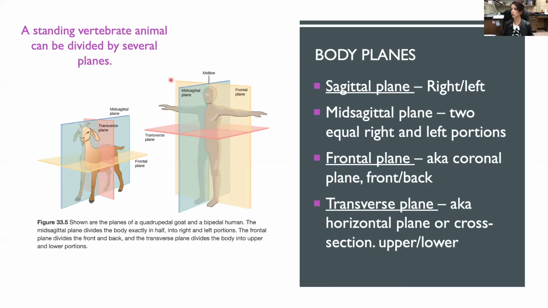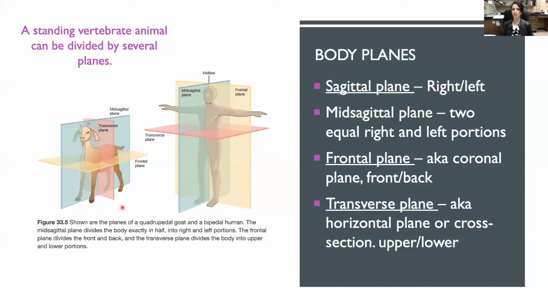We have the frontal plane, which is the front back plane. So when we put this through our midline, we have a front section and a back section. And then we have the transverse plane, which is also called the horizontal plane or the cross section. This divides us into upper and lower portions. So here in the pink, we have the transverse plane in humans, and you can have a number of different transverse planes or cross sections by which you can divide the human or the goat body.